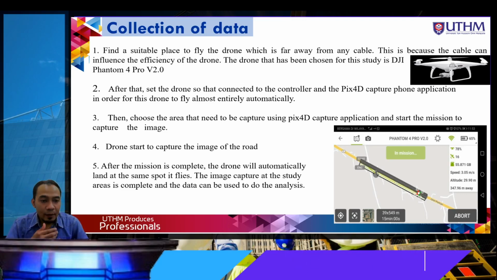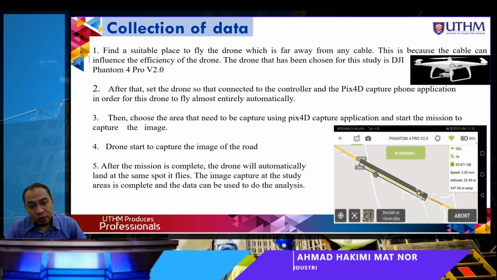After that, we need to set up the drone with remote control and phone and a suitable app like Fit for the Capture. Actually, the Fit for the Capture app is used to draw the flight lane like this figure here. So this is the flight lane. From the flight lane, the drone will fly and land automatically. So from here we can get the images for the study area.